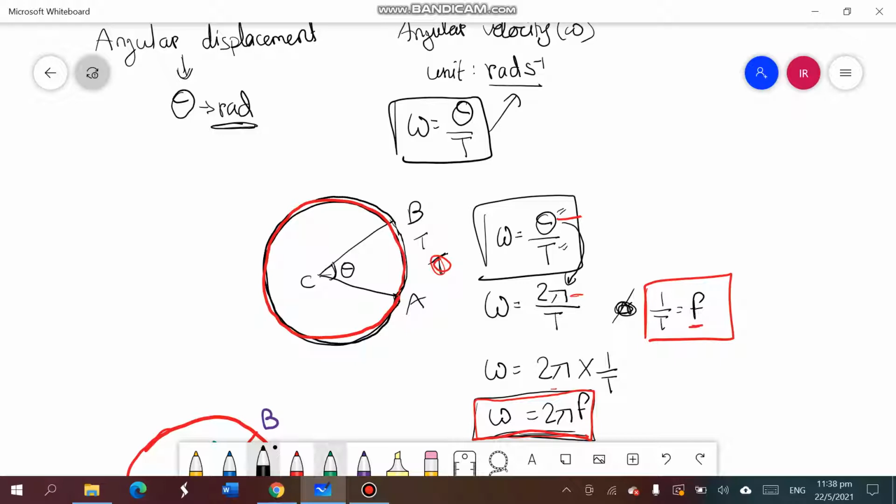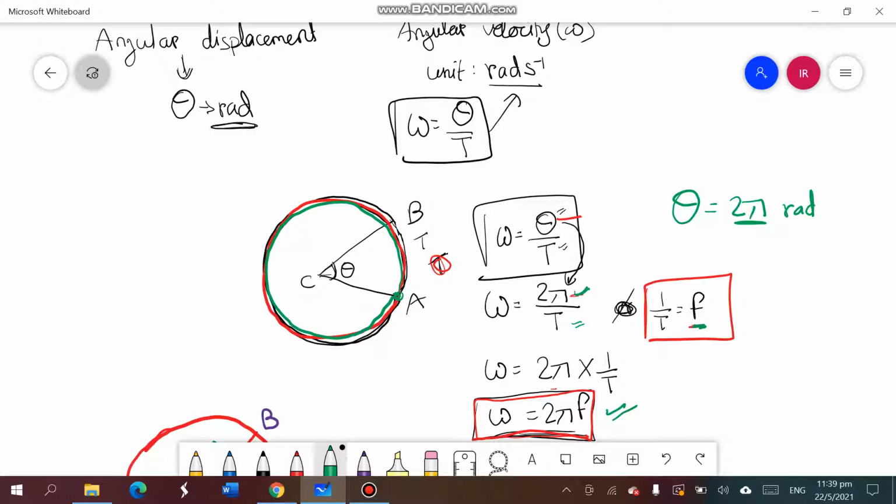Now the difference here is, if the object starts from A and instead of stopping at B, it moves around the circle and comes back again to A, what does the value of theta become at that point? Theta then becomes equal to 2π radians, because the object has moved a complete circle. So instead of theta, we can write 2π divided by t. And as we know, 1 by t, 1 by the time period, gives us the frequency. We can replace this and write omega equals 2πf.